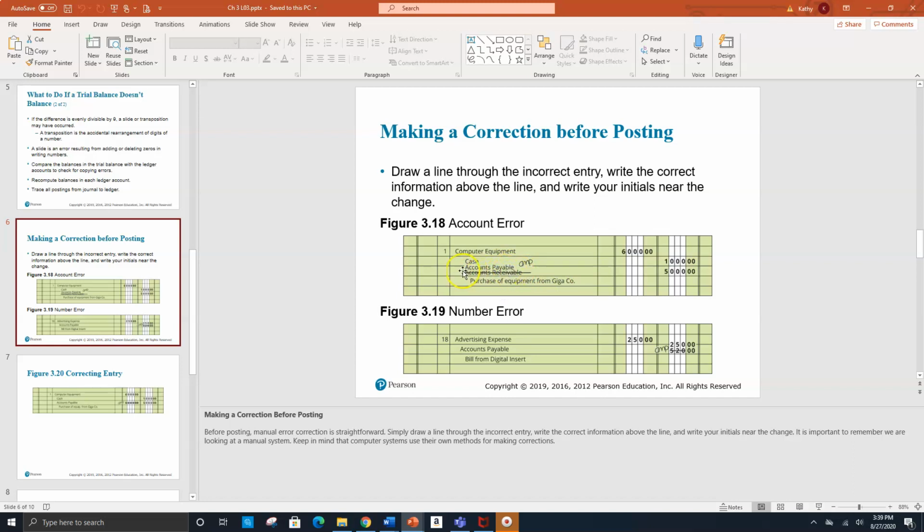In most cases, you're using a computerized system, so you just change it, or you do a journal entry to reverse this one out and put in a new entry. If it's a number error, see here, they made the correction and initialed it. If it's a manual system and there's more than one person working in the accounting department, it's good to put your initials so you can go back and see who made that change. And if your auditors are looking at this, you want to know who made the change.